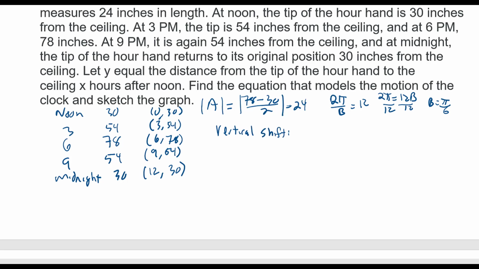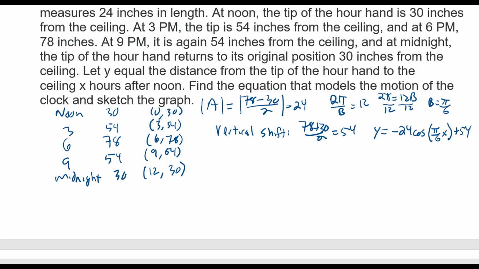That's going to be 78 plus 30 divided by 2, which is 54. And this gives us the formula y equals negative 24 cosine, y negative because it starts out with a smaller amount, cosine of pi over 6 x plus 54. There's no phase shift to worry about.